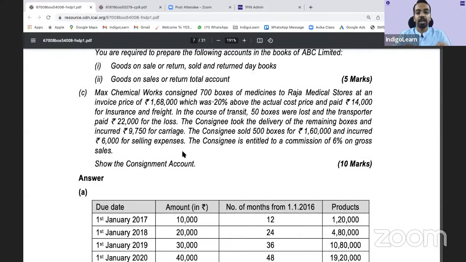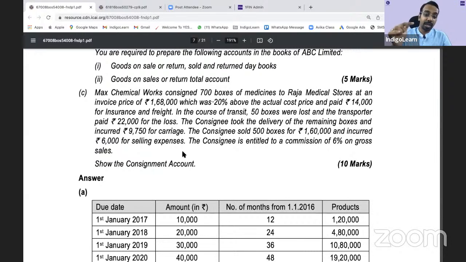Then consignment account. A lot of us find the accounting of consignment difficult, and sometimes we feel the adjustments are complex. Treat it as if it is a separate trading P&L account. All the expenses debited, all the incomes credited. You will have a question where you have to value normal loss and abnormal loss. If you master that and can calculate the commission correctly, there should not be any challenge.